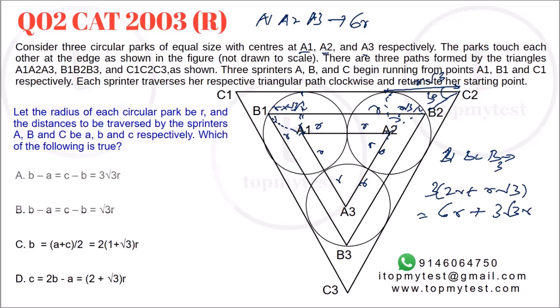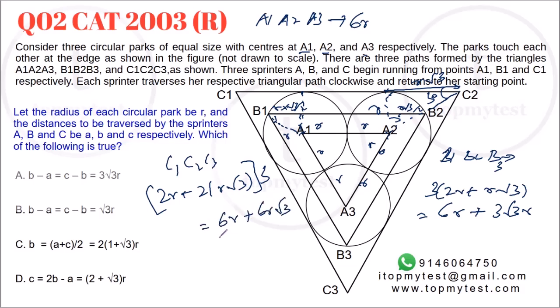So the entire length will be 2R plus twice of R into root 3. So 3 such sides, into 3. So C1, C2, C3 will be 6R plus 6R root 3, right? That is what is given to you, right? So now let's see what the question says.